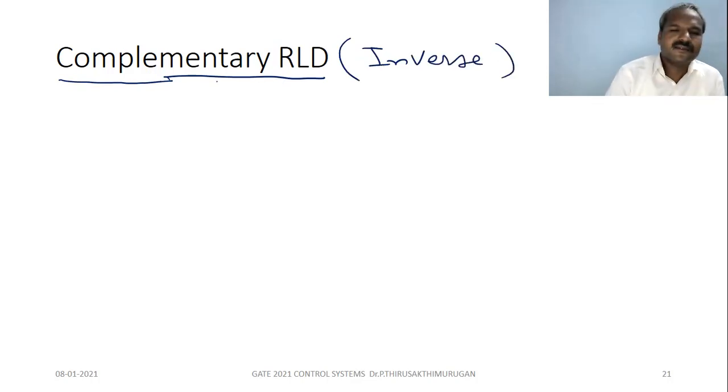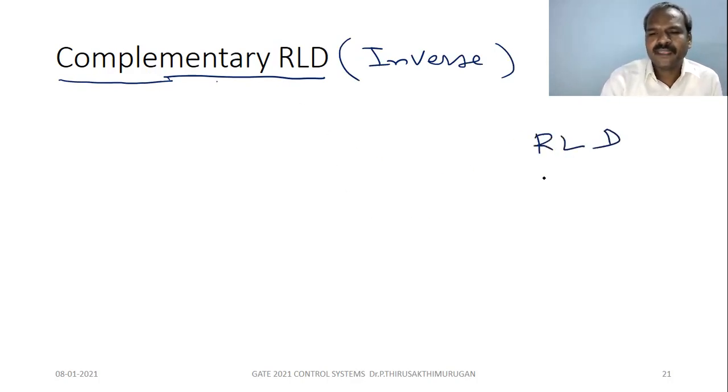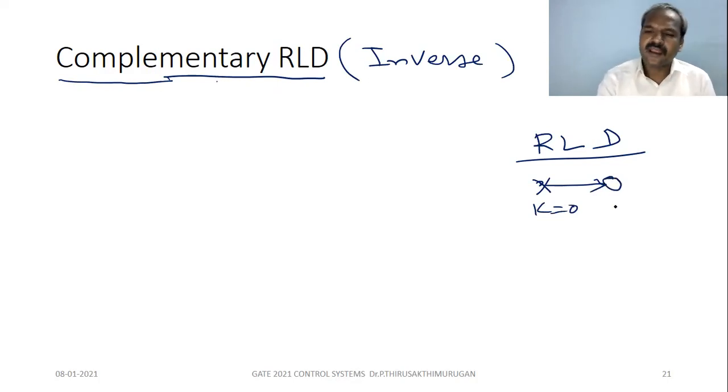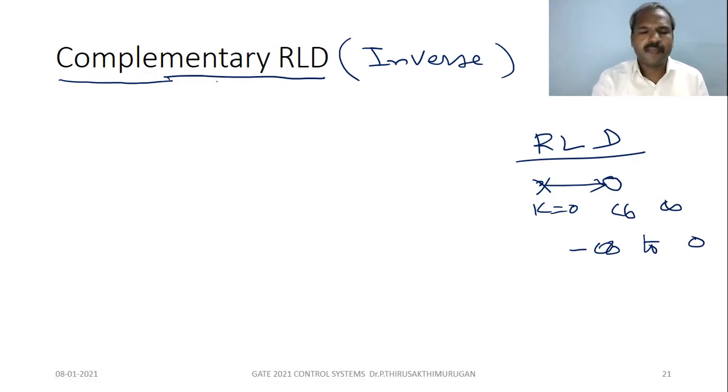Normally in the root locus diagram, the branch starts at a pole at k equal to 0 and ends at either a finite zero or at infinity far away, so k goes from 0 to infinity. Whereas here it is from minus infinity to 0. So it is the reverse phenomenon, and that is called the complementary phenomenon.